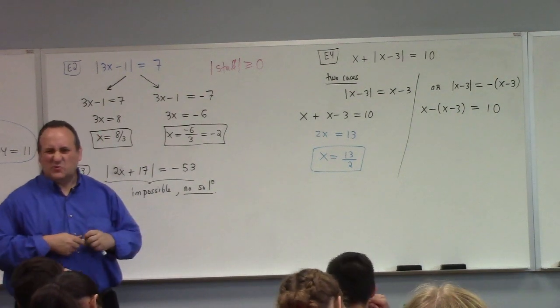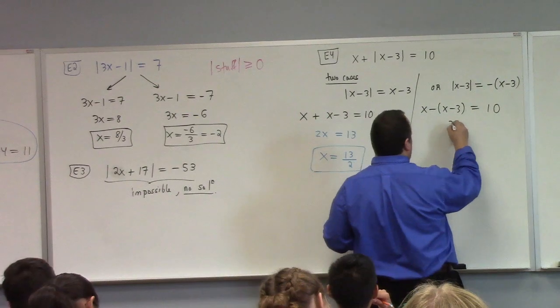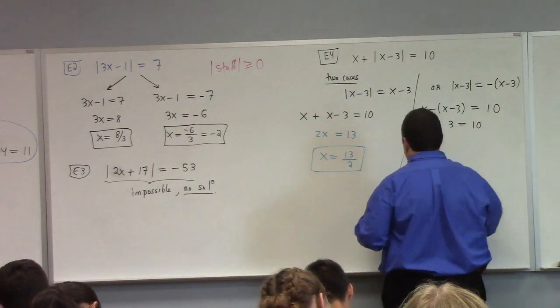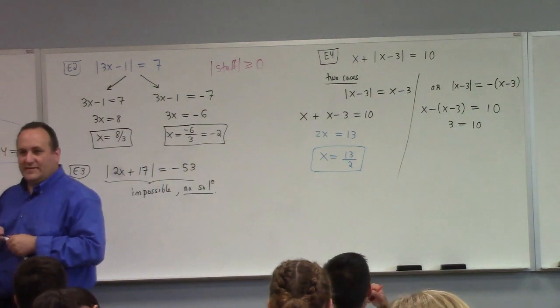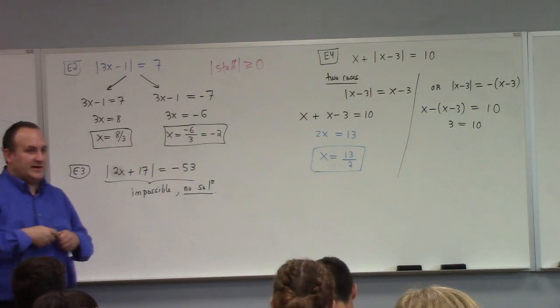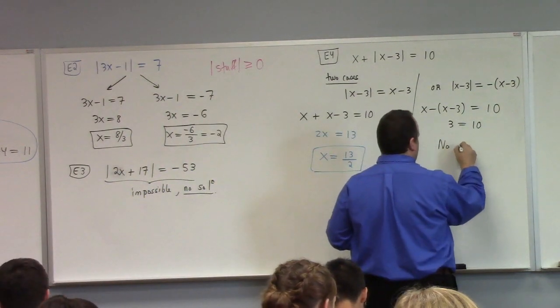What happens there? Ooh, x's cancel, right? And that leaves us with 3 equals 10, which is a hard pill to swallow, right? Like, no, you can't do that, right? 3 is not equal to 10. No sir, no how. No solution over here, right? Why is this happening?